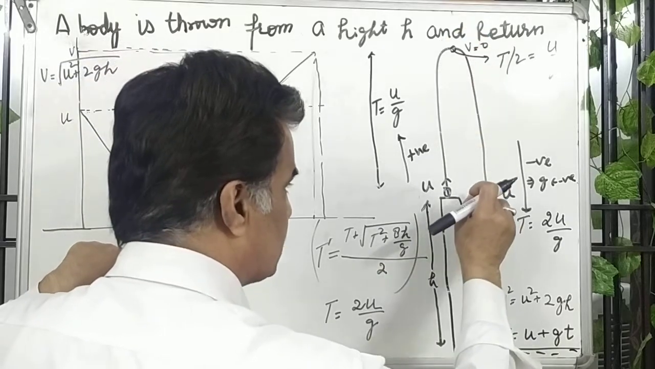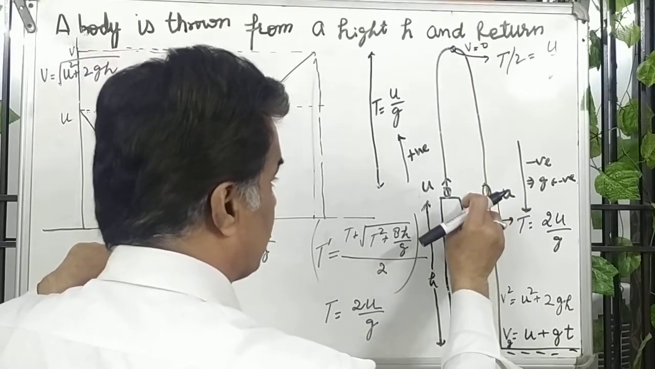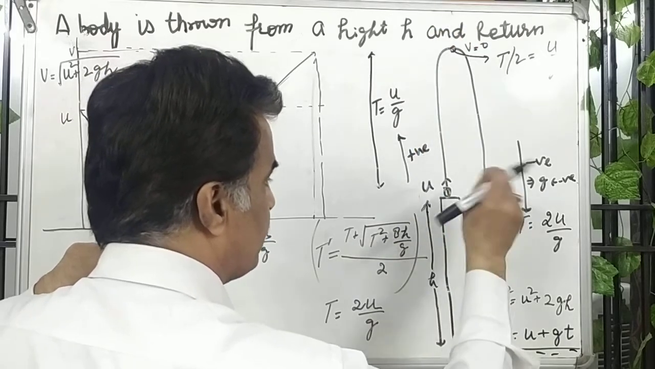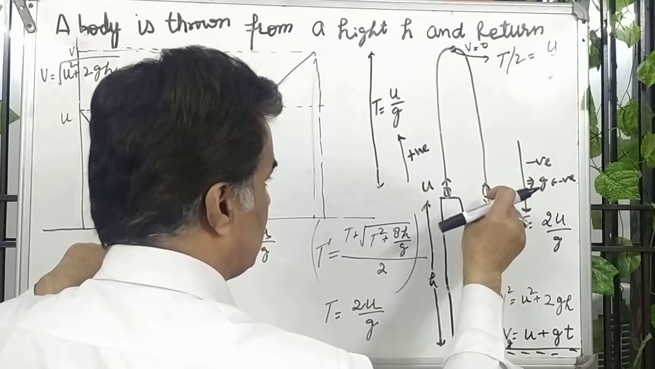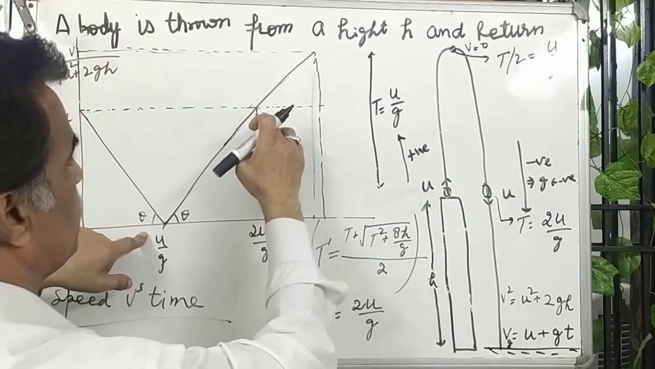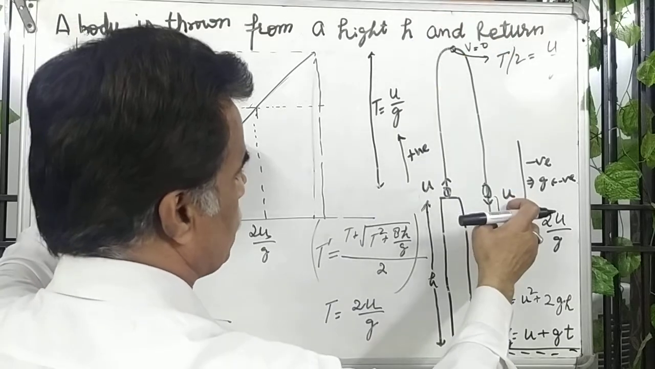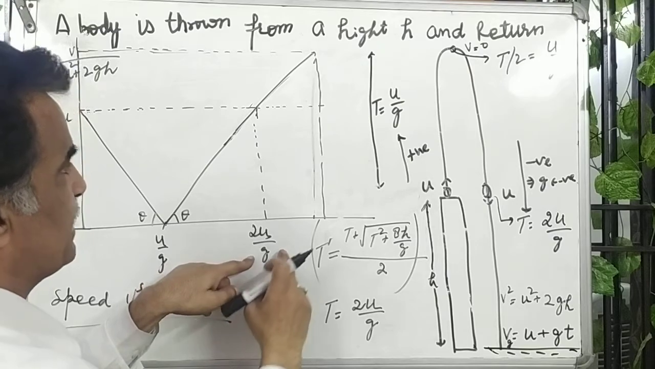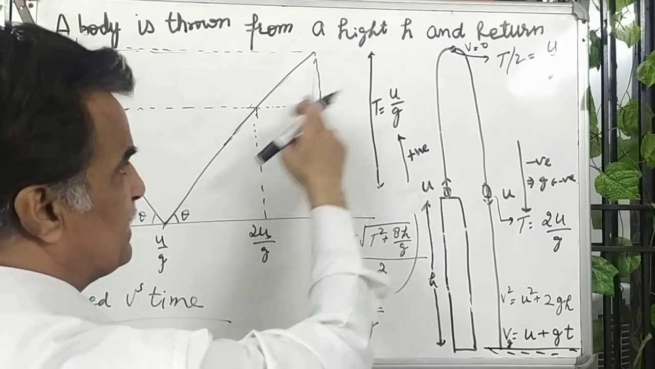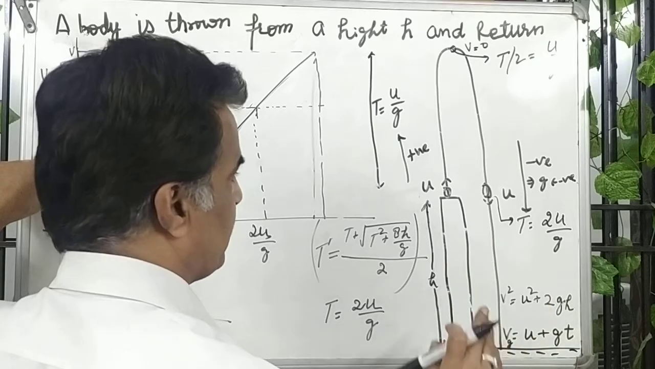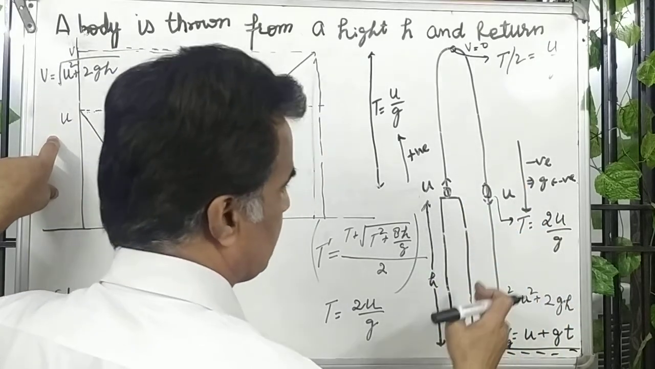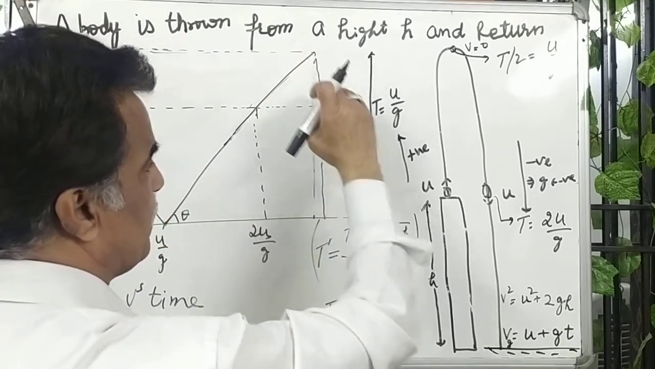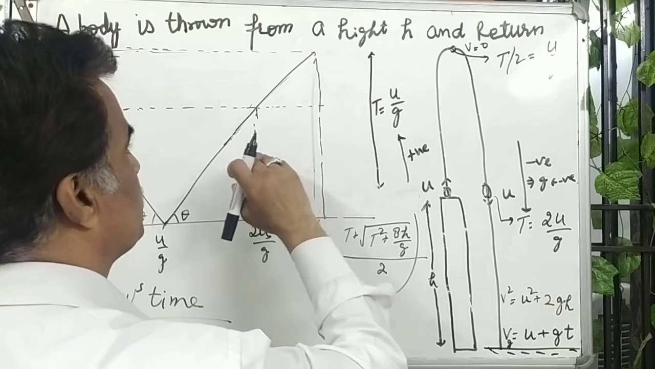When the body reaches this point, the same speed will be there. Going upward, the velocity at this point is u. Coming down, velocity will be negative, but speed will be the same, u only. The time now is twice u upon g. Speed is never negative, and speed is increasing under the same constant acceleration, g.